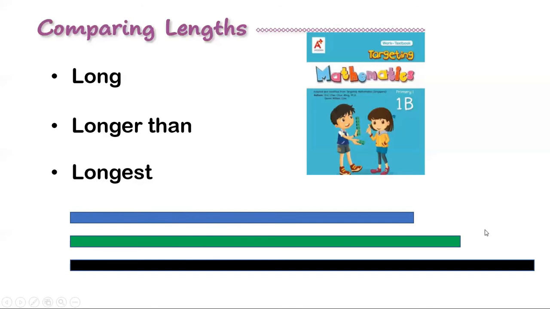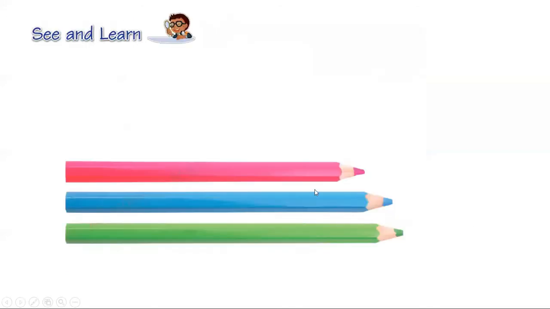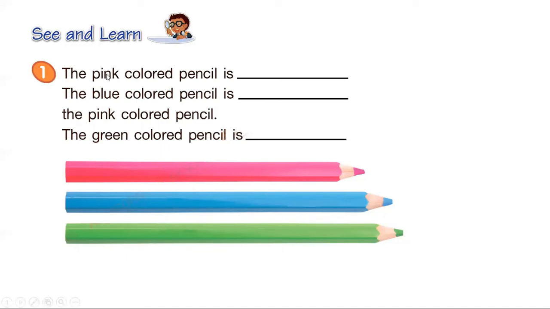Let's get an example here. Look at these three colored pencils. We have the pink one, the blue one, and the green one. You can see that they do not have the same length, so we need to compare them. Remember, we are going to be using long, longer than, and longest. Look at the pink colored pencil. We see that the pink colored pencil is long. So here we say long.